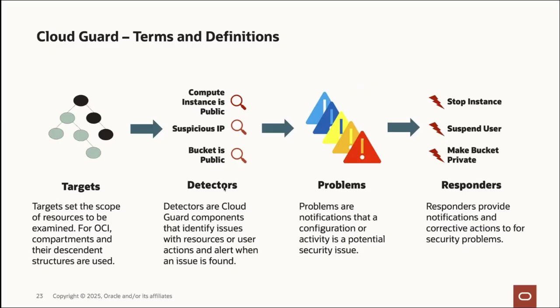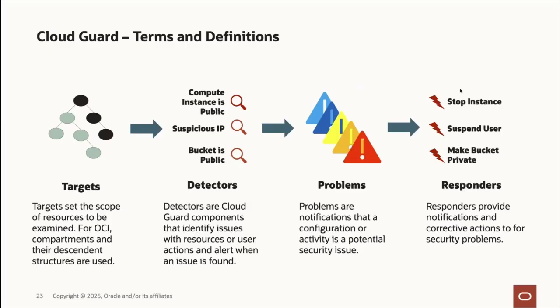Finally, we have responders, and responders provide notifications and corrective actions for different security problems that have been detected within your compartments. So some of the examples here: stop the instance, right? And some of these responders have multiple different automated actions that can be taken. As an example, if the detector picks up on the fact that a compute instance is public, your responder could be to stop the instance. It could be to remove the public IP. It could be to terminate the instance.